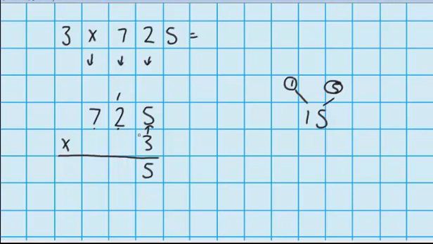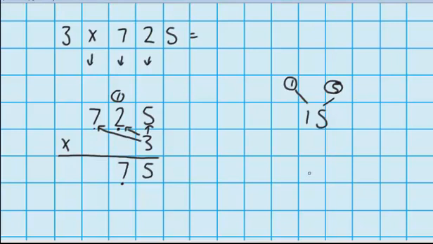So now I need to multiply the 3 by the 2. 3 times 2 is 6, plus the one that I carried is 7. Notice how I'm dealing with a number in the 10s column, so my answer is going in the 10s column. Now I'm on to the hundreds. 3 times 7 is 21.